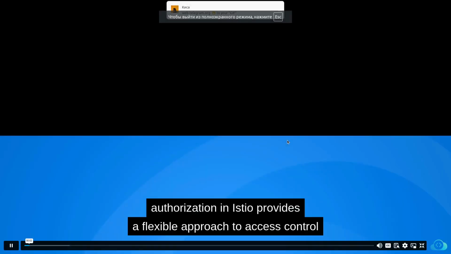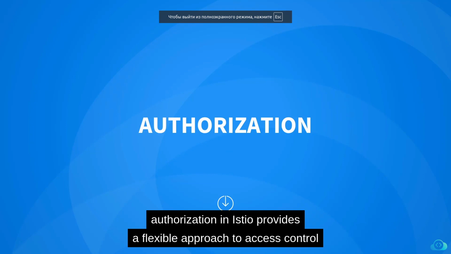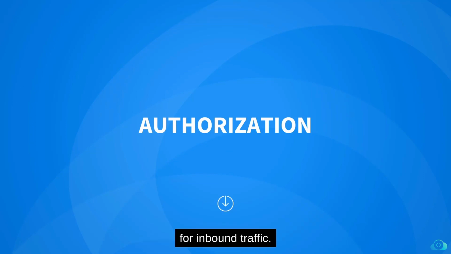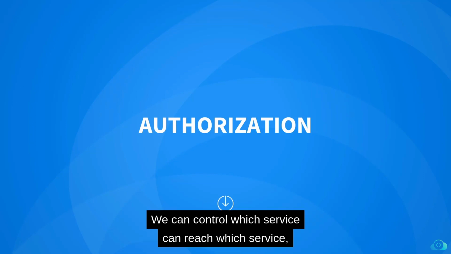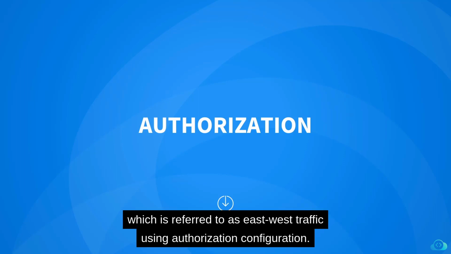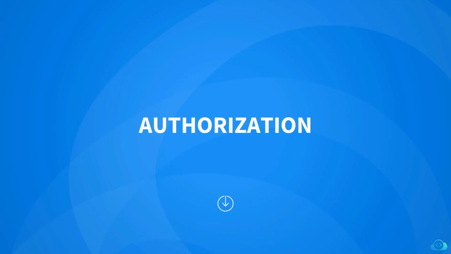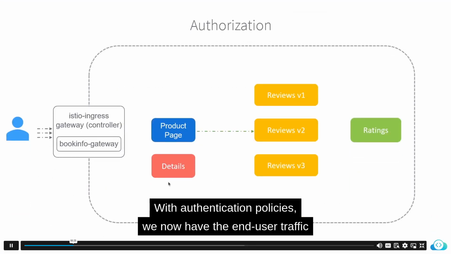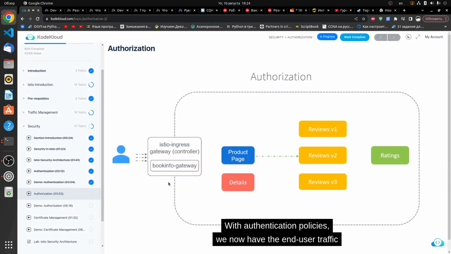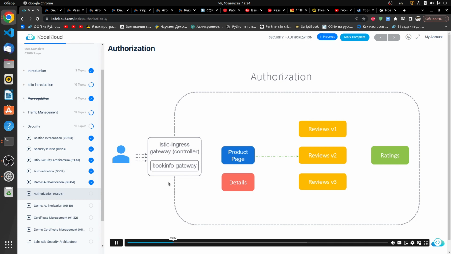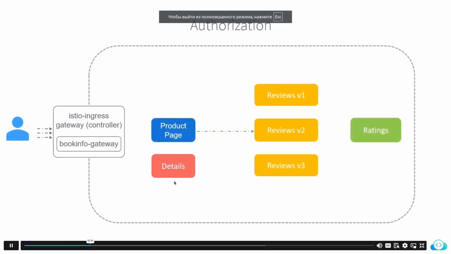Authorization in Istio provides a flexible approach to access control for inbound traffic. We can control which service can reach which service, which is referred to as east-west traffic, using authorization configuration. So, let's see how it works. With authentication policies, we now have the end-user traffic as well as service-to-service traffic secured. But what about access control?